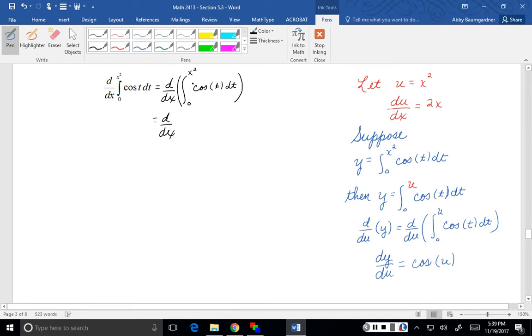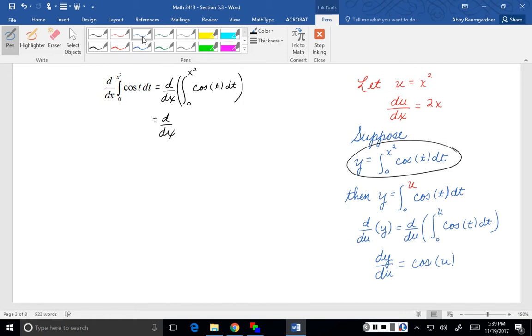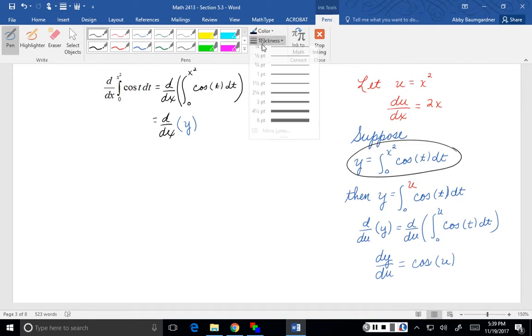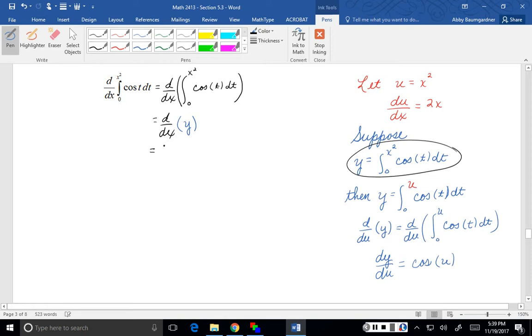But this integral from 0 to x squared of cosine of t dt, that thing is equal to y. So all of this stuff becomes y. So if we look here, what we're actually trying to find is dy dx.